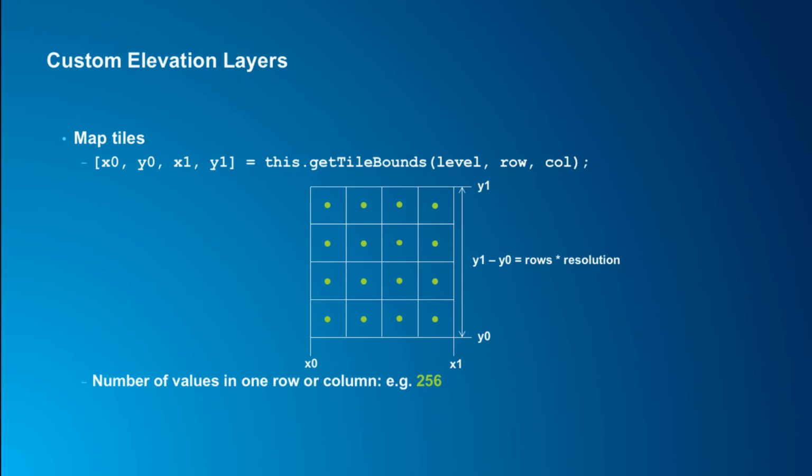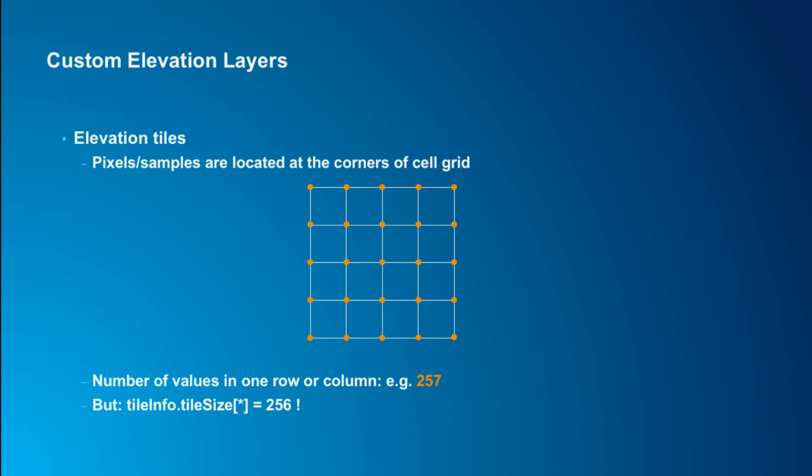And then, rows and columns is the number of pixels. As Yann has already said, that's typically 256. So that's the map image. That's what you need to return in terms of color. For elevation, the samples that you need to return are at the corners of the grid, not in the center.